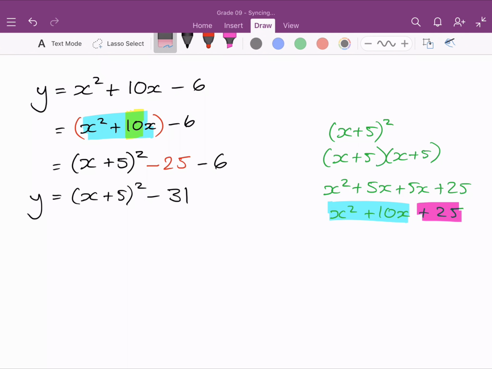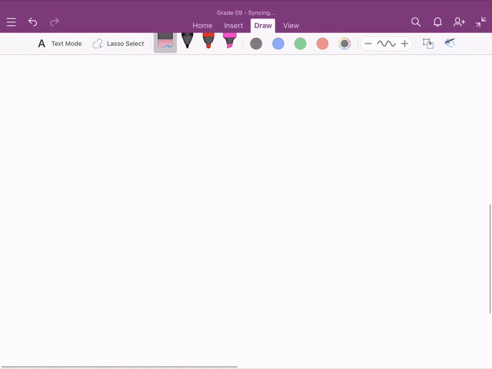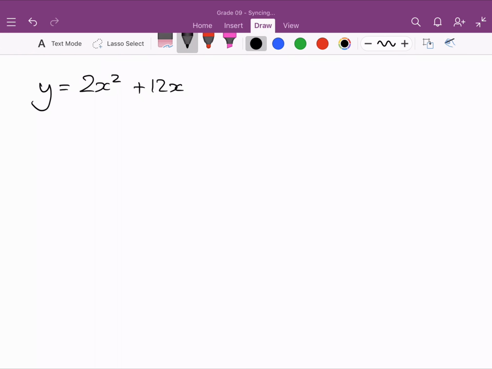Let's deal with it when the coefficient of x squared, that's the number in front of the x squared, is not 1. Okay, and we'll get into writing this here. So let's go up and do our next equation. So our next equation is going to be y equals 2x squared plus 12x minus 6. And what we're going to do here is write our equation out again, so 2x squared plus 12x minus 6, and we put our parentheses around the first two terms.